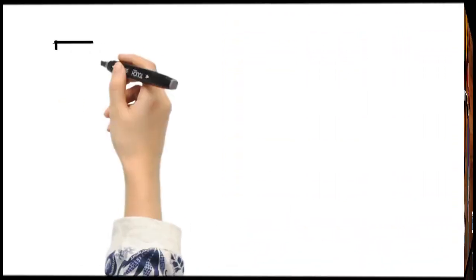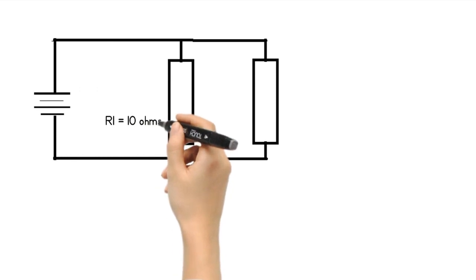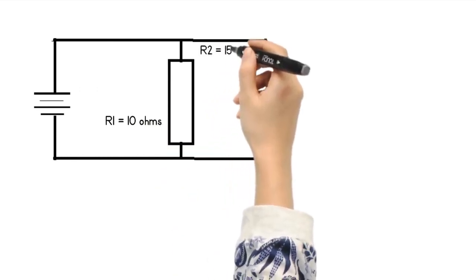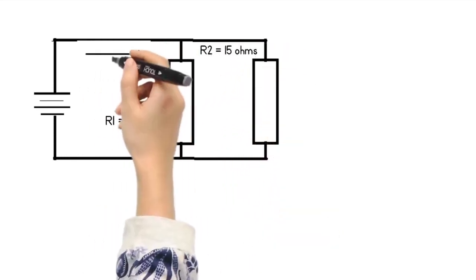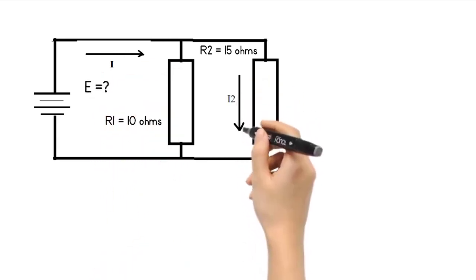www.randommcq.com. Here is another problem in parallel circuits. If R1 is 10 ohms, R2 is 15 ohms and circuit current, I is 8 amperes. We are to find the supply voltage, E, and current through R2.